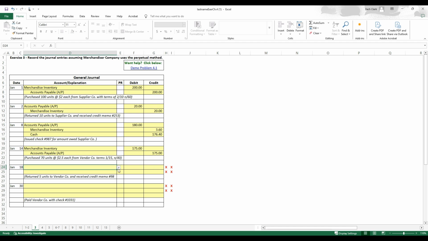Then we return 5 units. Again, we're just going to basically reverse our original entry for a portion of it because we're returning some of the inventory. So this is going to be 5 times 2.5.